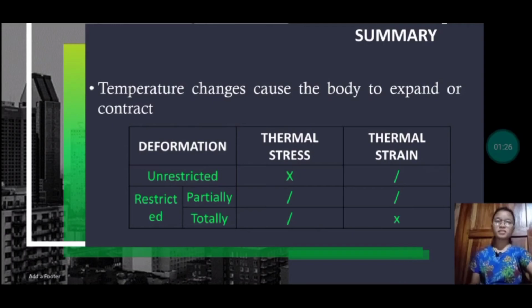So, if ang deformation naman kay totally restricted, walay thermal strain since dili maka-elongate ang object tungod kay naay ga-restrict sa iyaha sa pag-elongate. So, no elongation, no thermal strain. Pero naa siya thermal stress because naay internal force nga ga-act atong object.